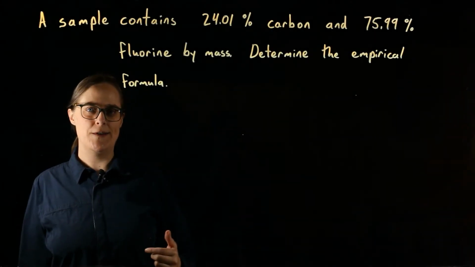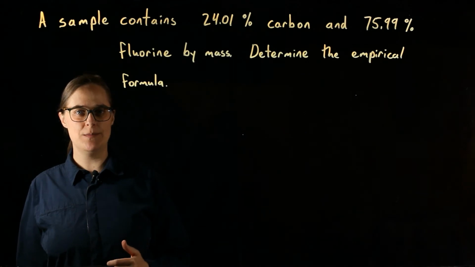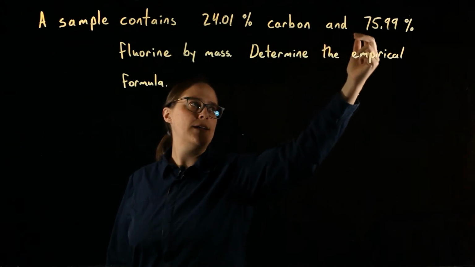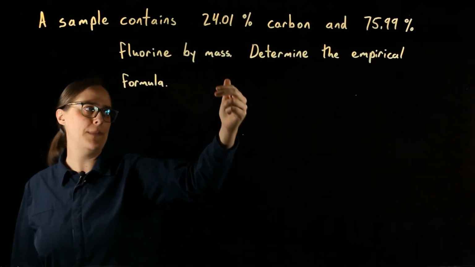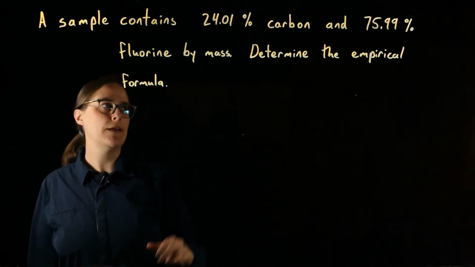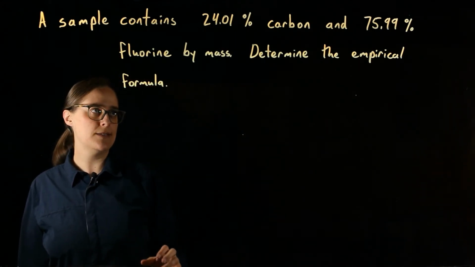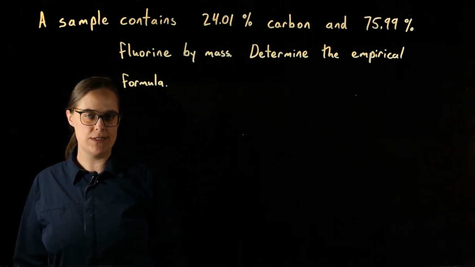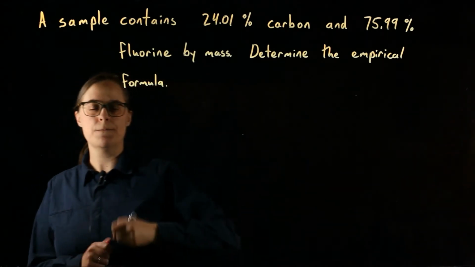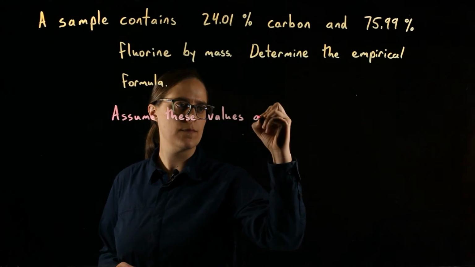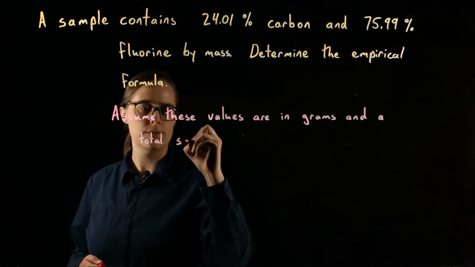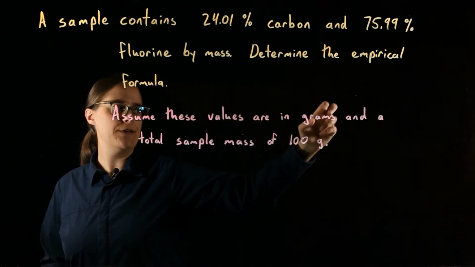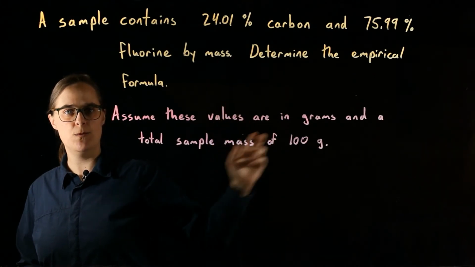In this problem, we'll be calculating an empirical formula using percent composition data. A sample contains 24.01% carbon and 75.99% fluorine by mass. Determine the empirical formula. The easiest way to do a problem like this is to assume that these percentages are instead grams and that your total sample size was 100 grams. Assume these values are in grams and you have a total sample mass of 100 grams.